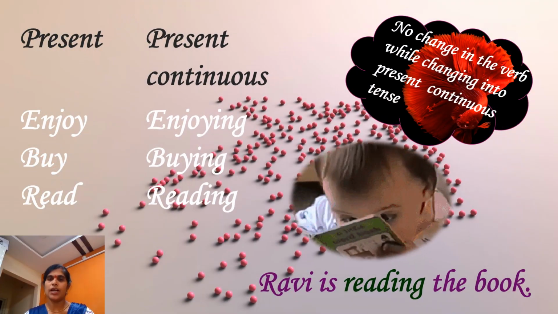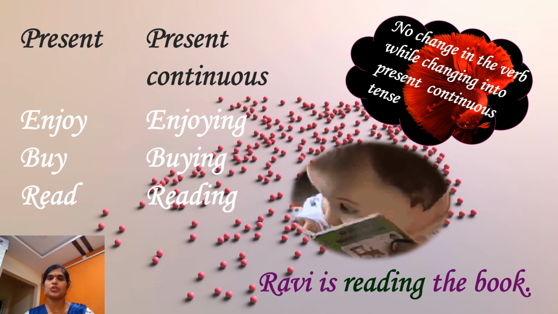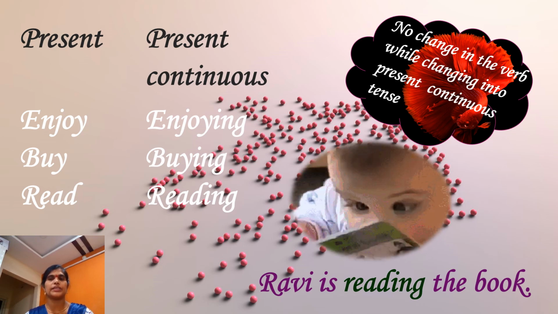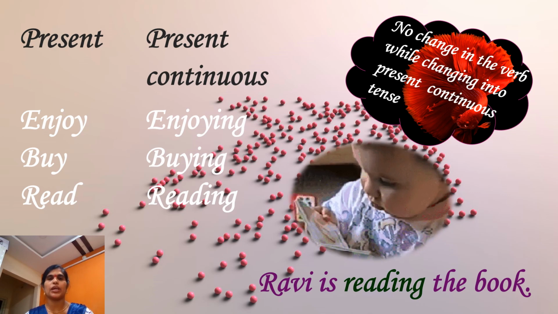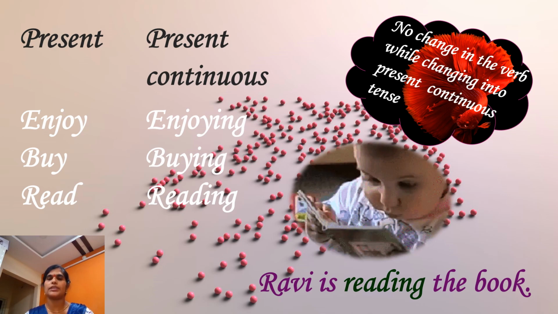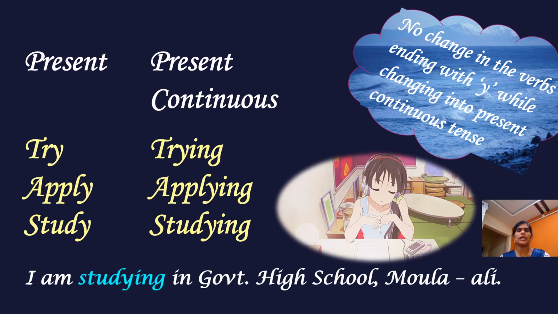Now we shall see some of the words in the present tense ending with the letter Y, but there won't be any change in the spelling while changing it into present continuous tense. For example, enjoy, enjoying, buy, buying, read, reading. Ravi is reading the book. Here are a few more words ending with the letter Y. Let us see. Try, trying. Apply, applying. Study, studying. I am studying in Government High School, Molali.